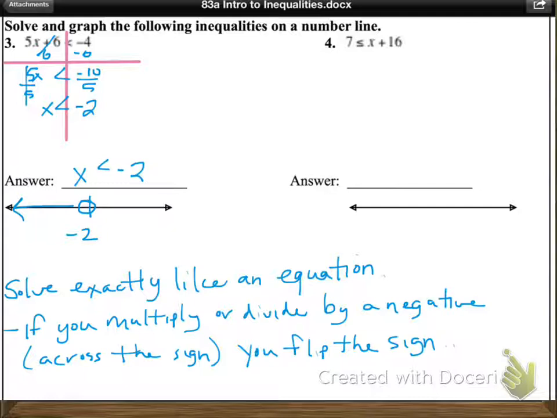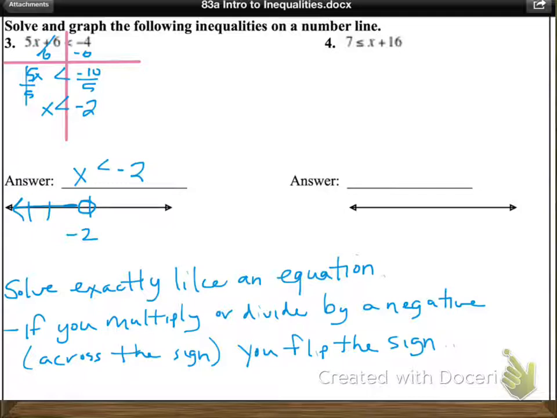Again, another way to look at it, and you really want to connect those, is where are the numbers that are less than -2 on your number line? -3, -4, and so on. All those numbers are less than -2. Okay? Let's go in here and let's solve another one.